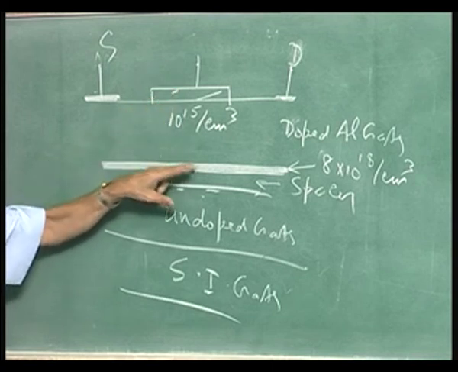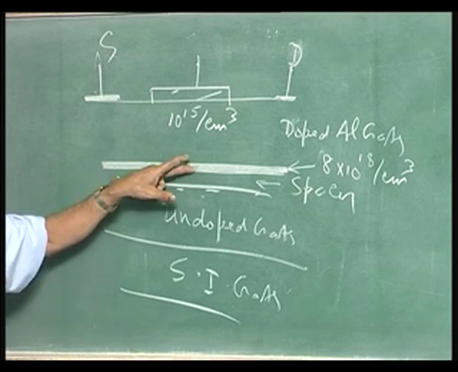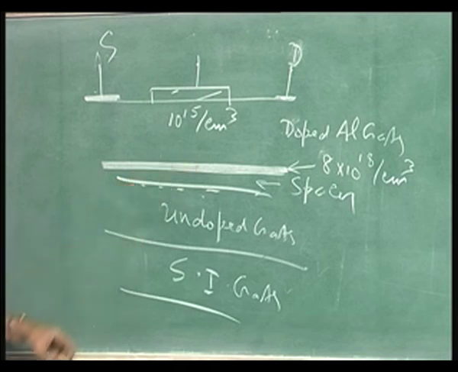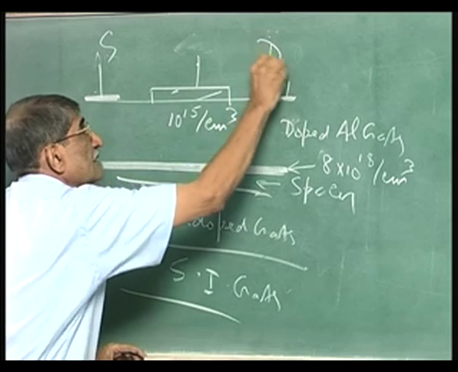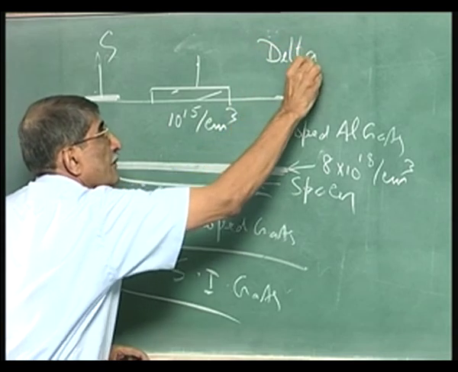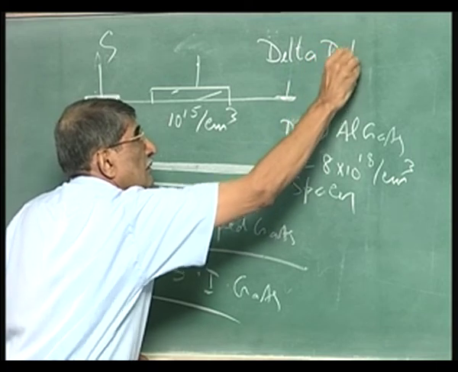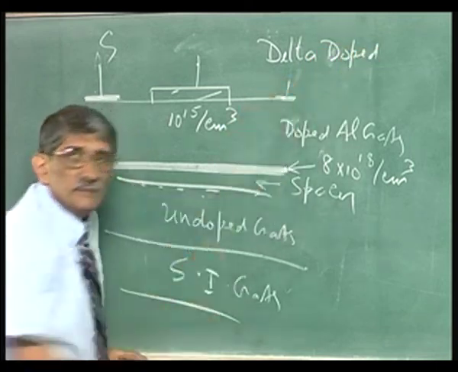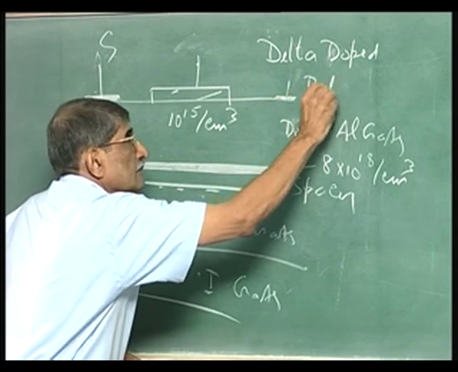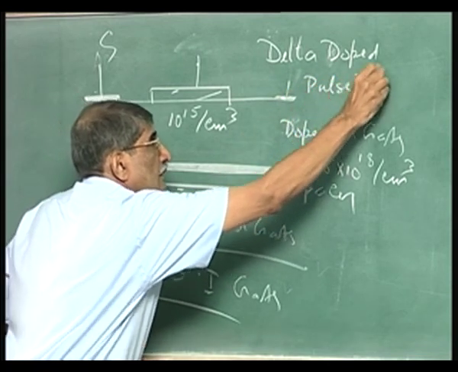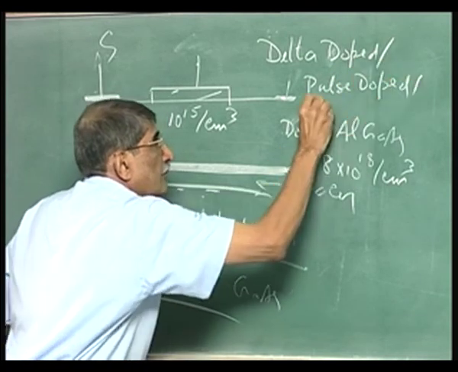This type of device is called delta doped or pulse doped or planar doped. Okay. So you call it delta doped, pulse doped, or planar doped.